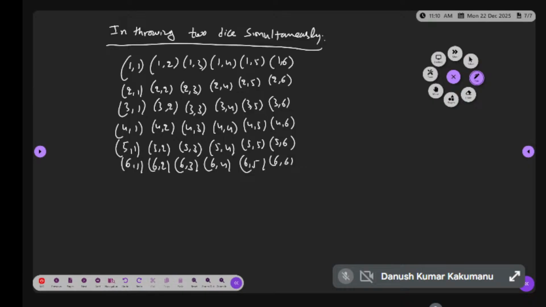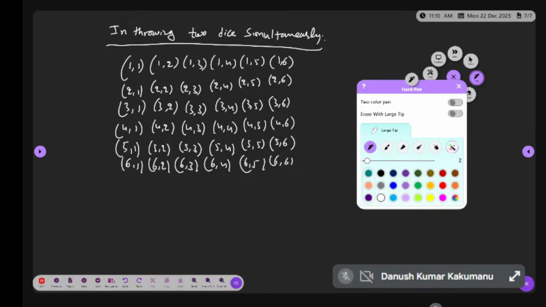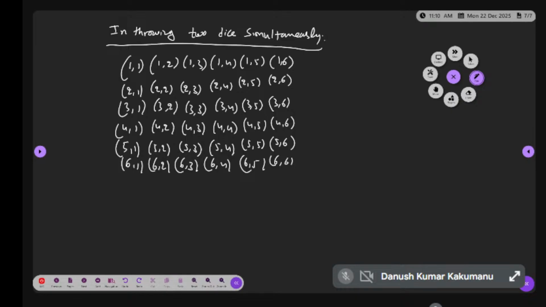So why am I asking you right now? What is the purpose? See here. How many are there totally? 36. Okay. How many doublets are there here? 6. What are the 6 doublets? These are the doublets. If I ask you the probability of the doublet, what is the probability of the doublet? All of you know, 6 by 36, 1 by 6. And all of you know doublet means, everyone understood.